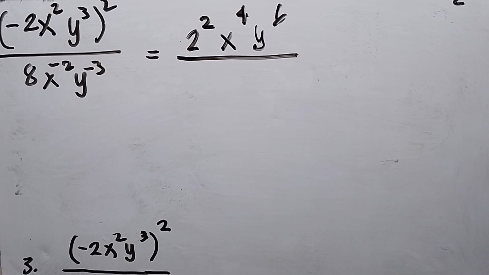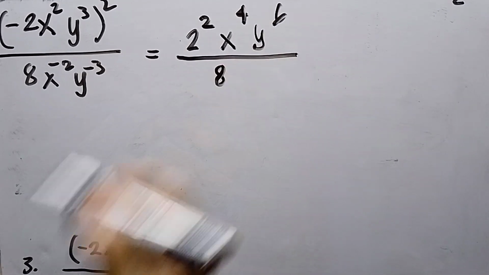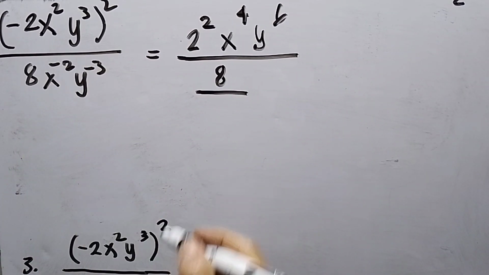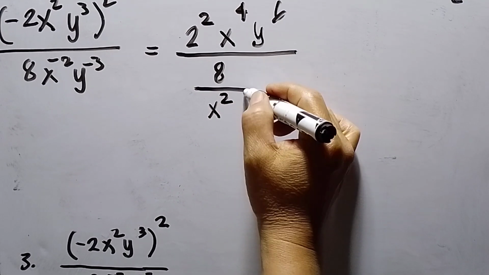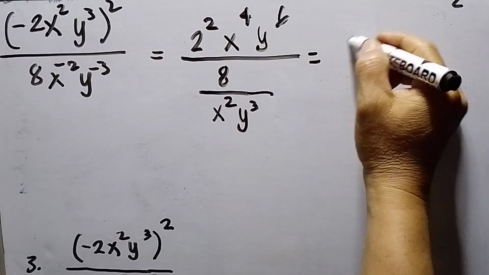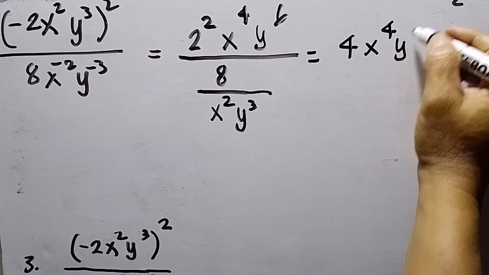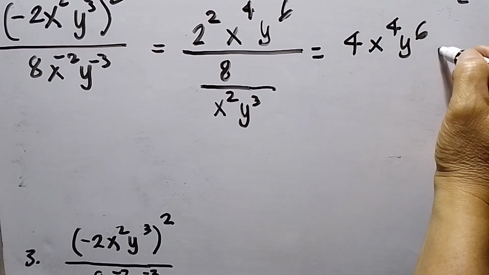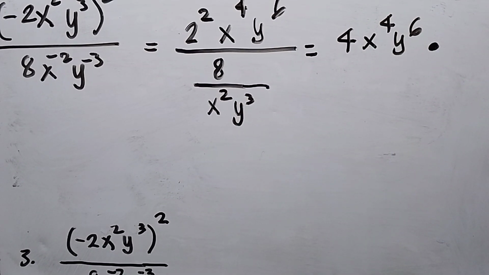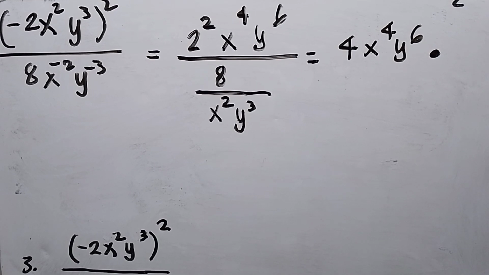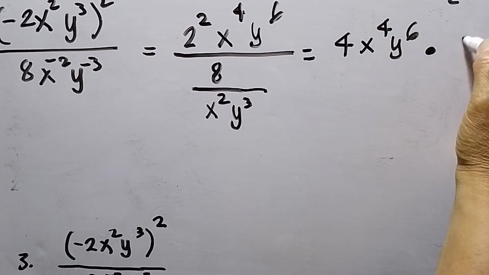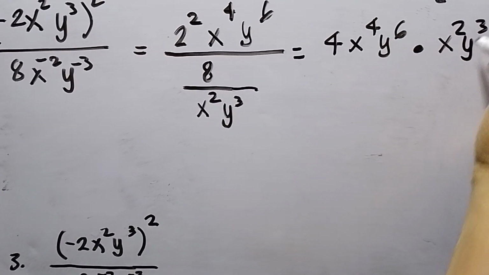How about the denominator? So this will be 8. Since this is negative, I need to step down. This will be x squared, and then this will be y cubed. To simplify, this will be 4 x to the 4th, y to the 6. Then I need to change the division sign. So multiplication is the replacement of division operation. And then take the upside down of 8 over x squared y cubed. So this will be x squared y cubed over 8.